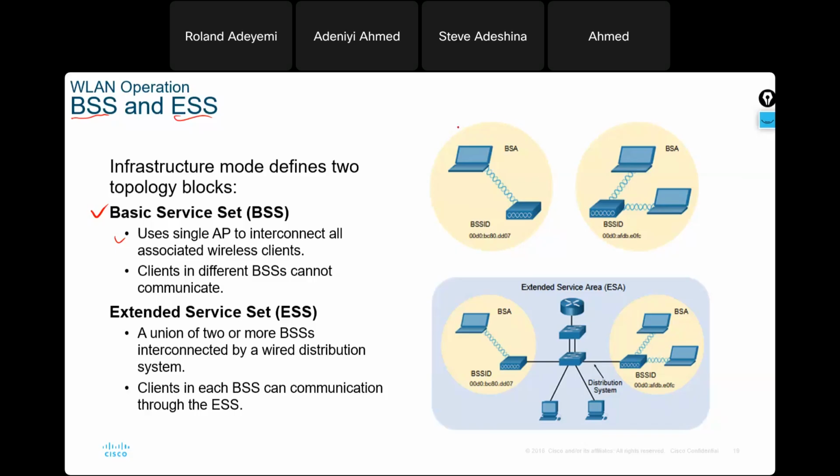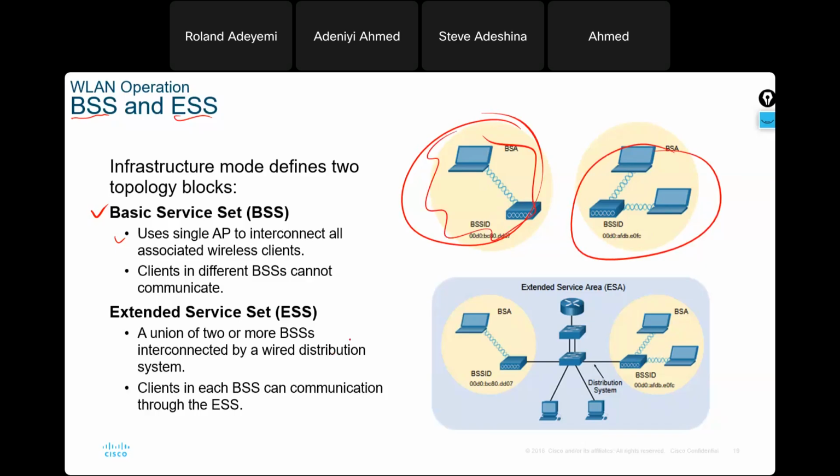Look at what we have in this place. We have what they call BSA here. That is basic service area. We have another one here. It's only the clients that are in this place that can talk to themselves. Clients in this place can talk to themselves, but clients here cannot cross to the other side. But we can decide to link them up. If we decide to link them up, that is going to give us ESA, Extended Service Area, which is not far-fetched from Extended Service Sets.